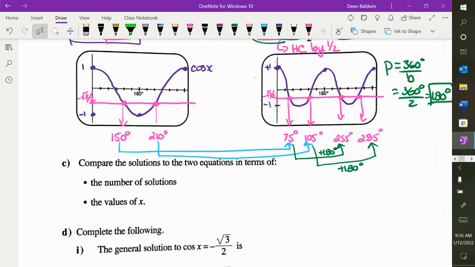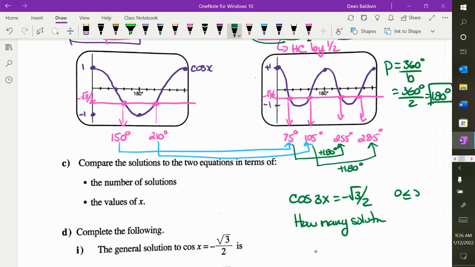What if I wrote this? Cos 3x is equal to negative root 3 over 2. How many solutions over the same domain? You're going to have 6, right? Because you're going to shrink it by a factor of 3.